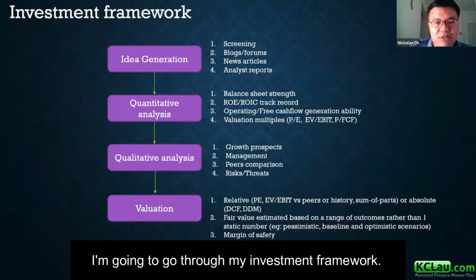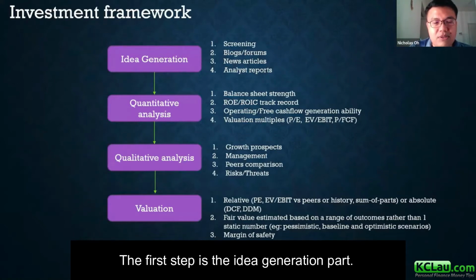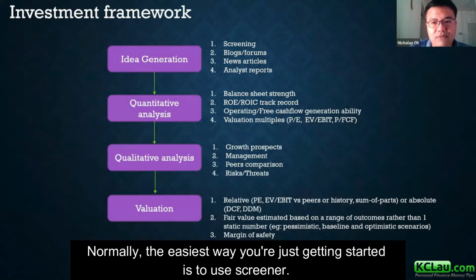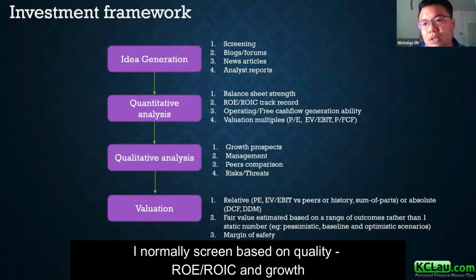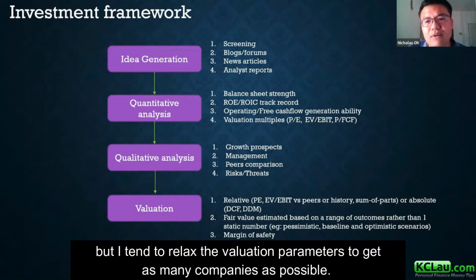Through my investment framework. So the first step is normally the idea generation part. The easiest way if you're just getting started is to use a screener. There are many free screeners around nowadays. I normally screen based on quality, ROE, ROIC, and growth, but I tend to relax the valuation parameters to get as many companies as possible.